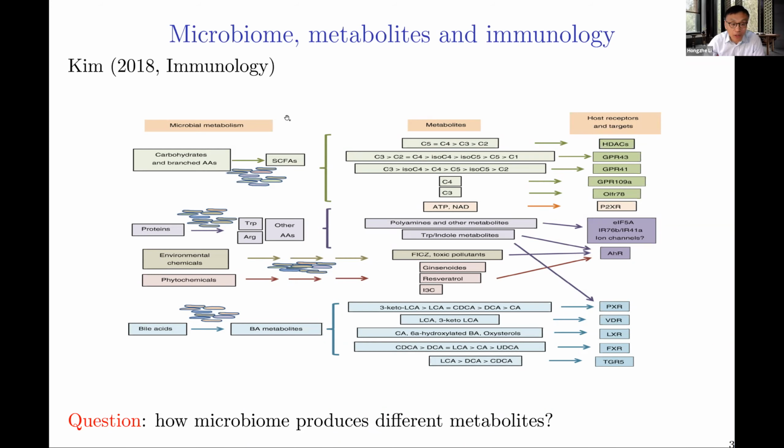Here is an example. For example, the microbiome can metabolize the nutrients we obtain from the food we eat. They can metabolize carbohydrates or proteins into various types of small molecules, secondary metabolites, and metabolites. And some of the metabolites can really affect the host through activating some of the important genes, particularly some of the host immune-related genes. So one of the questions we are really interested in understanding is how the microbiome can produce different metabolites under different biological conditions.